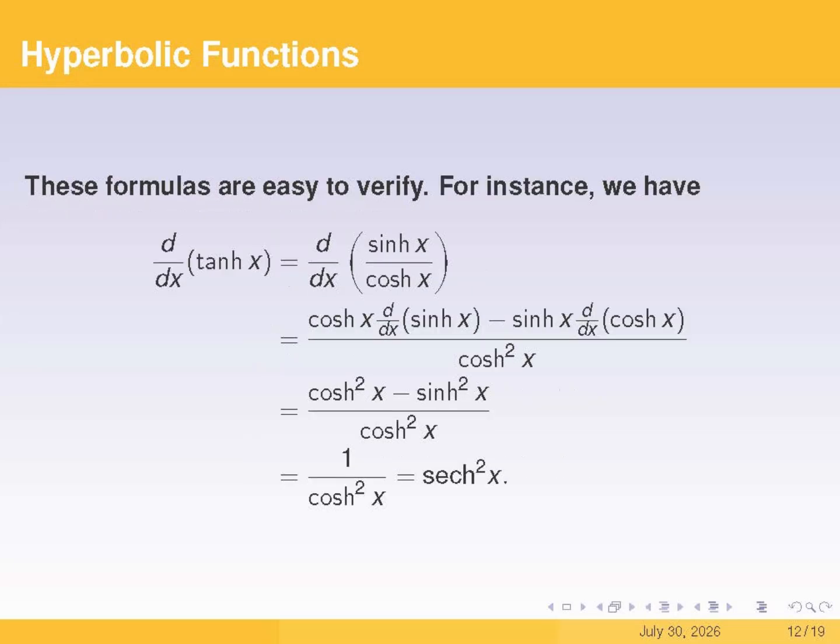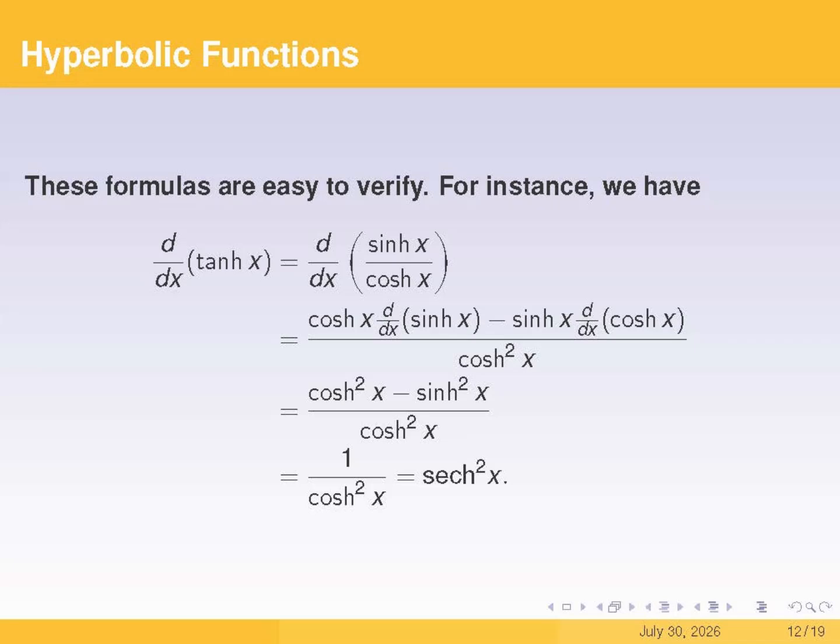The first equality is simply the definition of the hyperbolic tangent function. The second equality applies the quotient rule for differentiation. The third equality utilizes the facts that the derivative of hyperbolic sine is equal to hyperbolic cosine, and the derivative of hyperbolic cosine is equal to hyperbolic sine.